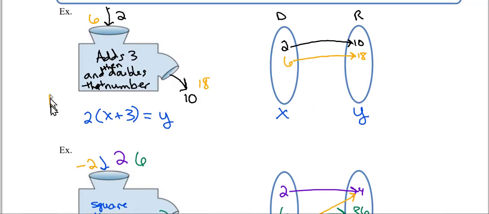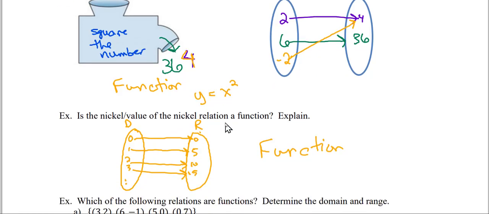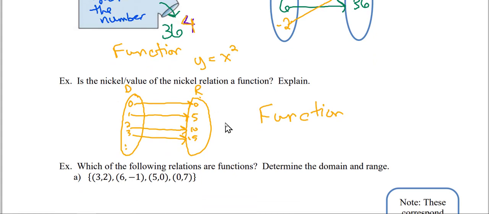This up here was also a function. This one we didn't write the equation, but it was the equation y equals x squared. You put in a value for x, you square that number, you get the y value out. One thing I want you to think about, I really want you to think about the definition of a function here and not just the numbers and how they correspond. For any number of nickels that I have, do I have two different values of those nickels? If the answer to that is no, it is a function, okay?